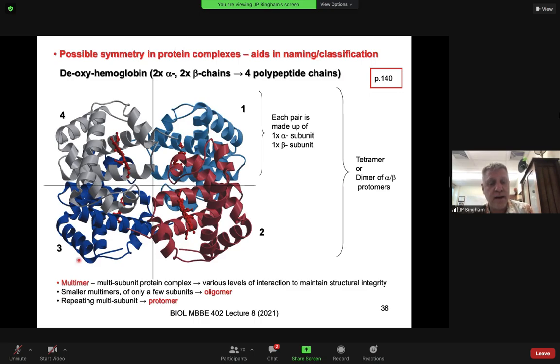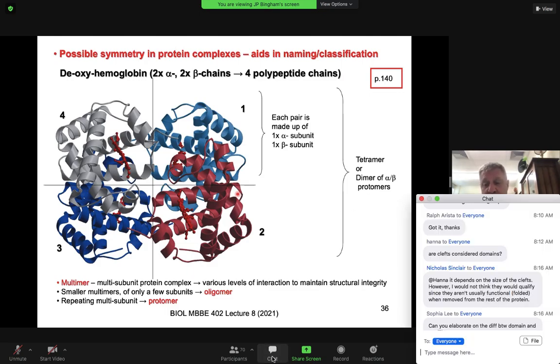Now, protomers are basically defined as these repeating multi-subunits. So we have repeating subunits being present in this particular component. So where we see symmetry in proteins, it really simplifies the whole process of us naming and classifying these complex structures. And as we look a little bit at hemoglobin and myoglobin, we're going to see elements of comparability, but less complexity in myoglobin versus what we see with hemoglobin, because again, it has a different function. It still carries molecular oxygen, but the amount of molecular oxygen it actually carries is different.